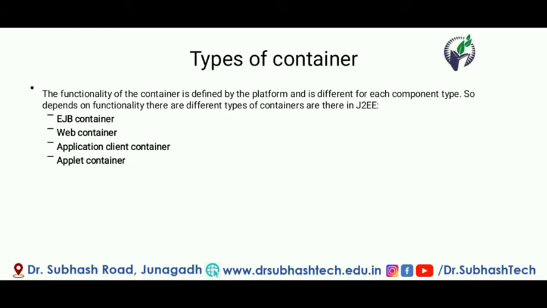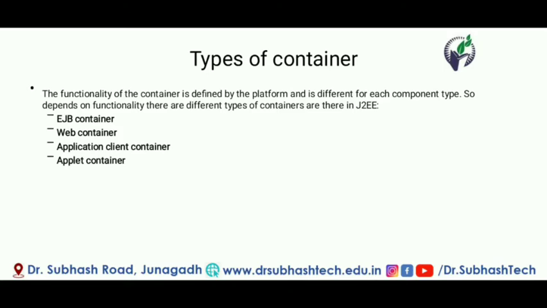Now we move on to the types of container. As we know, the container defines the functionality of the component, and the functionality of the container is defined by the platform and is different for each component type. So depending on the functionality, there are different types of containers available in the J2EE architecture, like EJB container, web container, application client container, and applet container.